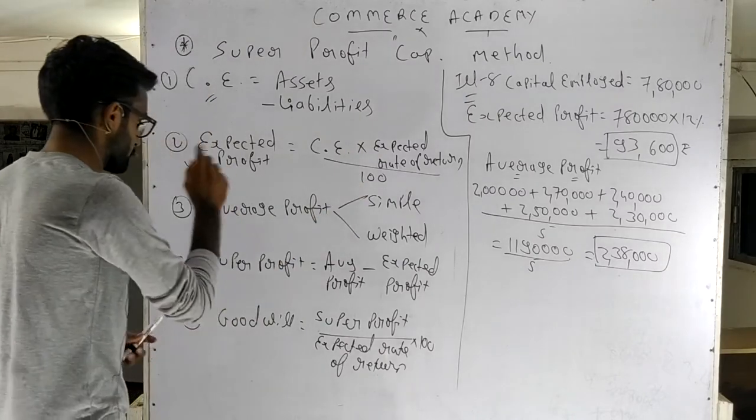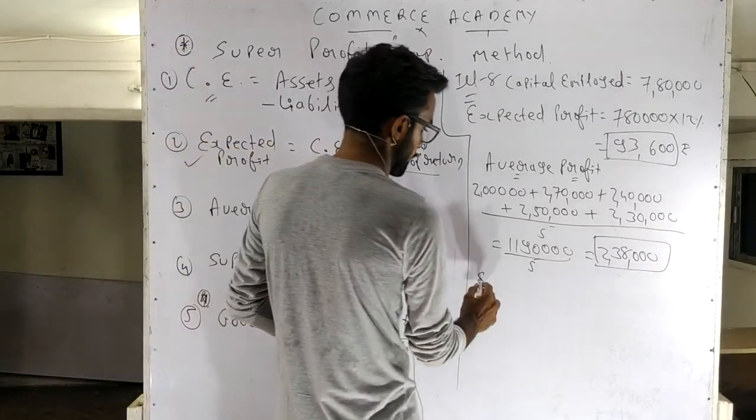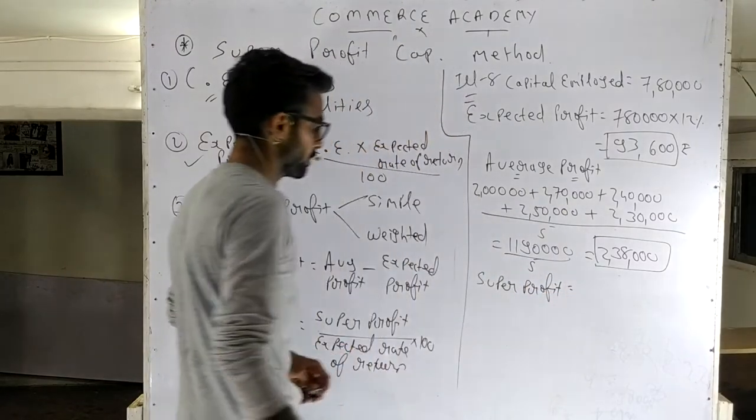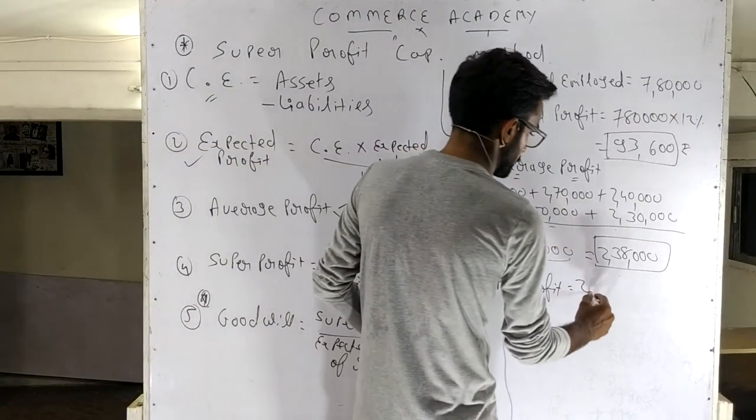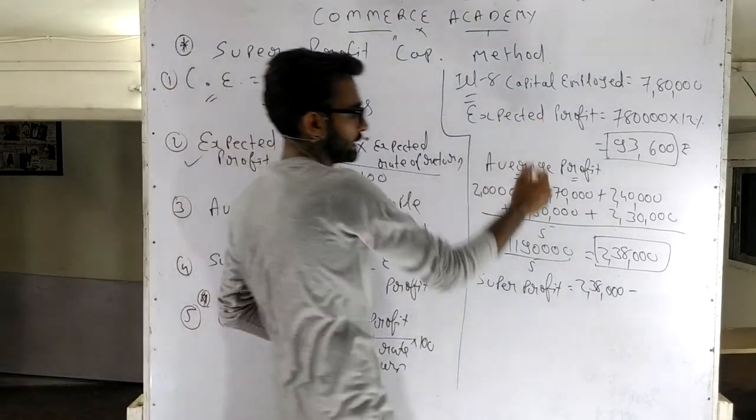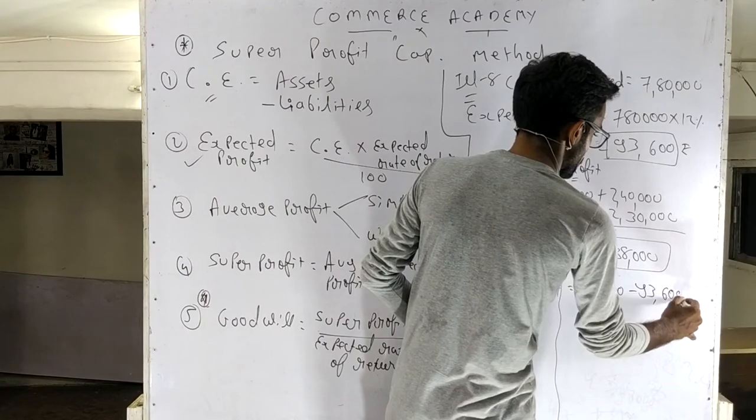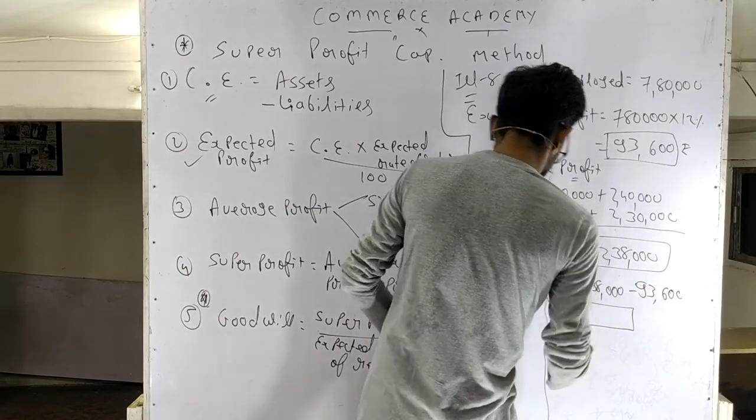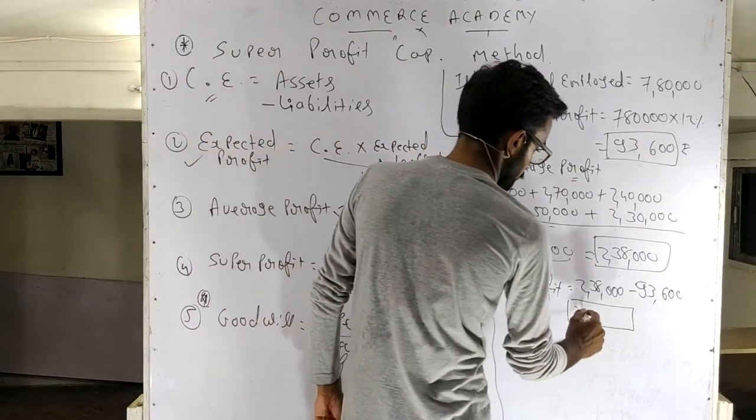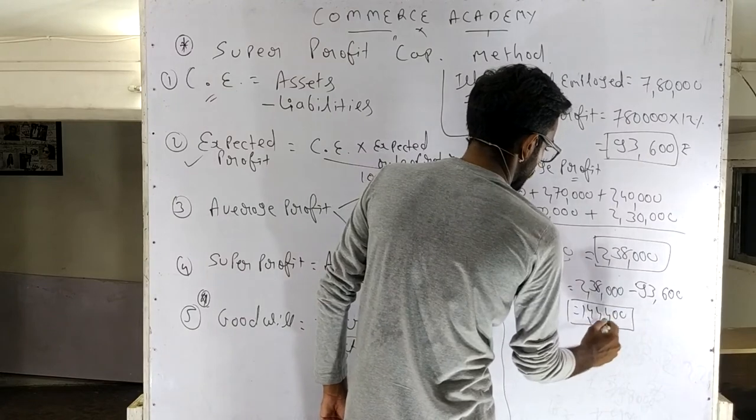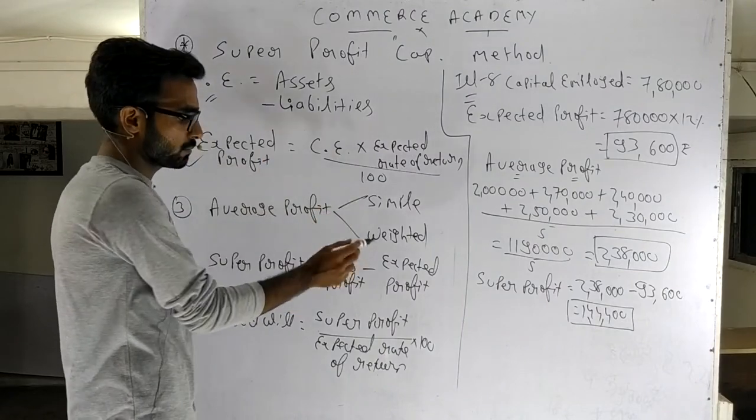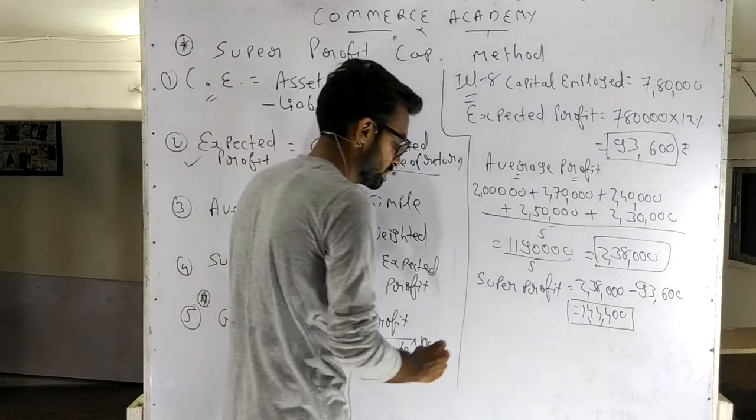Okay, now we have the average profit. Calculate the super profit. Super profit is equal to average profit, which is 2,38,000, minus expected profit, which is 93,600. So the super profit will be 1,44,400. That is the super profit: average profit 2,38,000 minus expected profit 93,600.